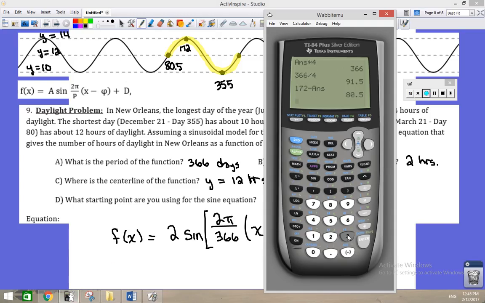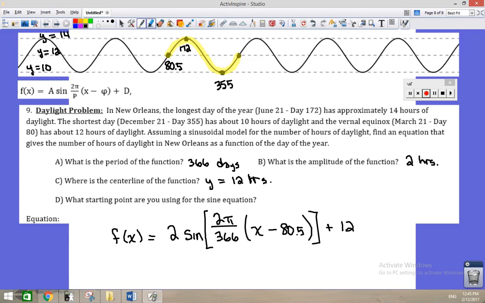So our 366 divided by 2, 183. So if I write this as pi over 183, yeah, okay, so there we go. That seems reasonable.